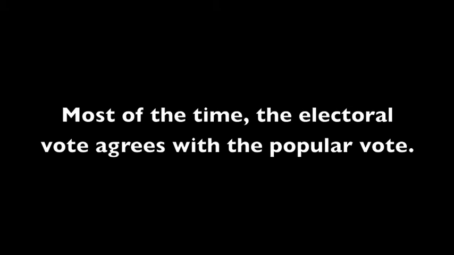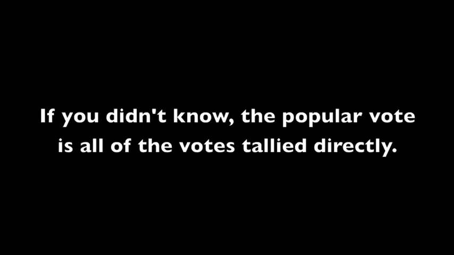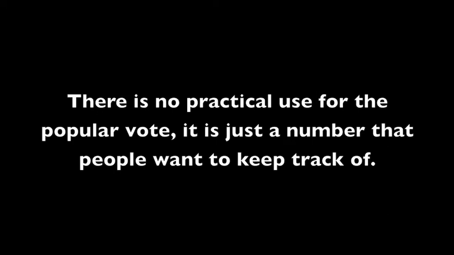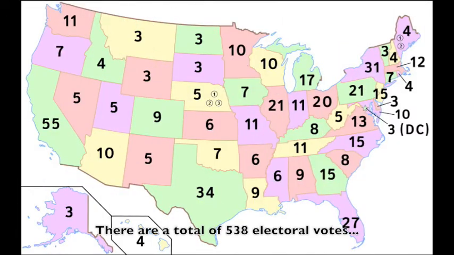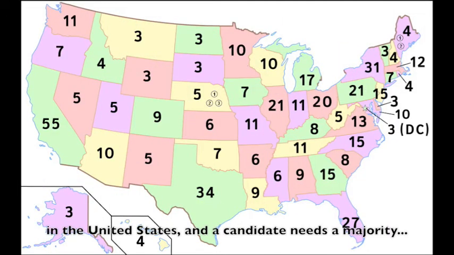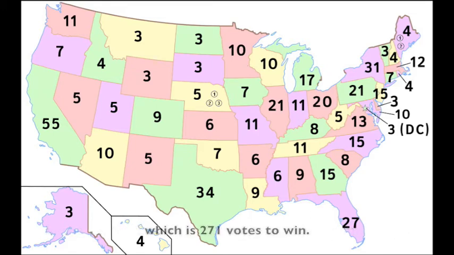Most of the time, the electoral vote agrees with the popular vote. If you didn't know, the popular vote is all the votes tallied directly. There is no practical use for the popular vote. It is just a number that people want to keep track of. There are a total of 538 electoral votes in the United States, and a candidate needs a majority, which is 271 votes, to win.